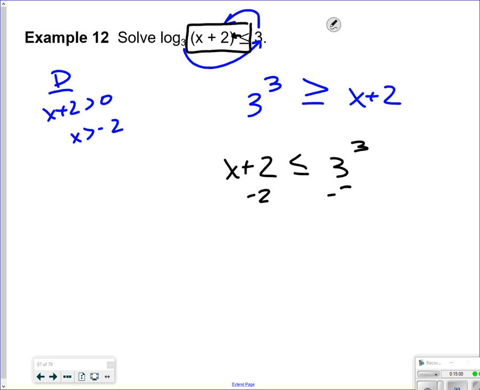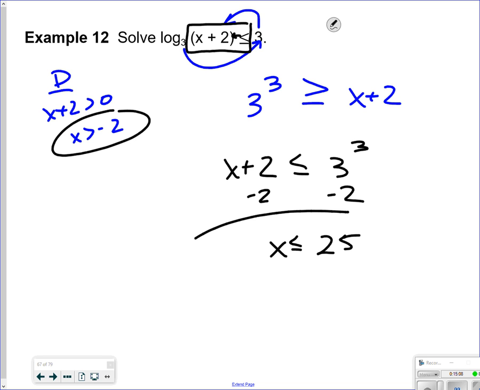But I'm going to go ahead and solve this. So 3 to the third is 27. 27 minus 2 is 25. Now, x has to be greater than negative 2. And the answer is x is less than or equal to 25. So this is greater than negative 2.